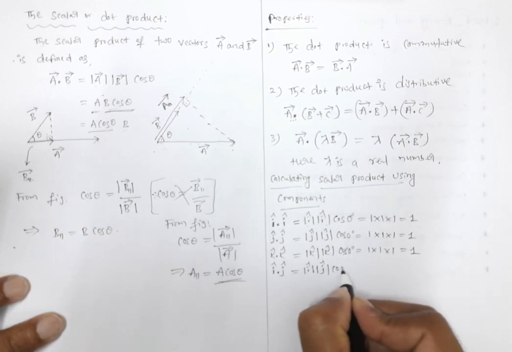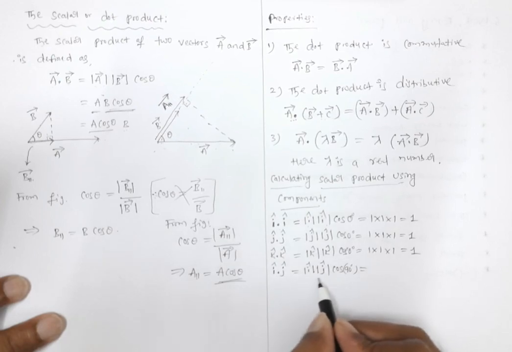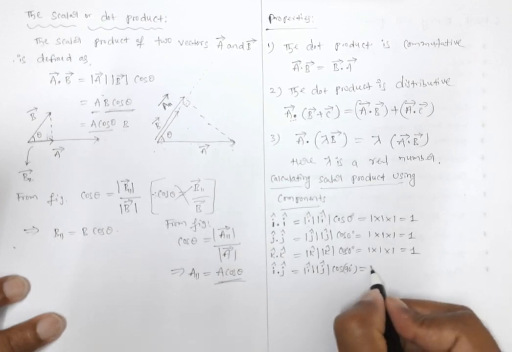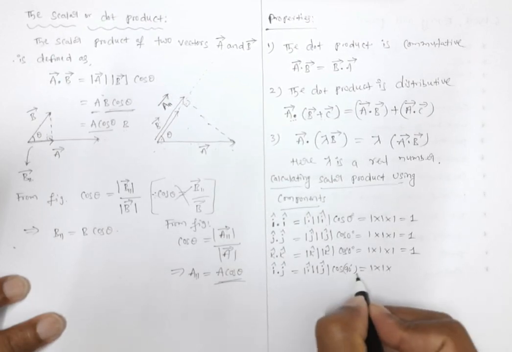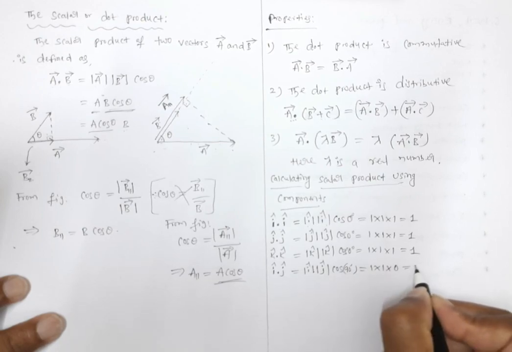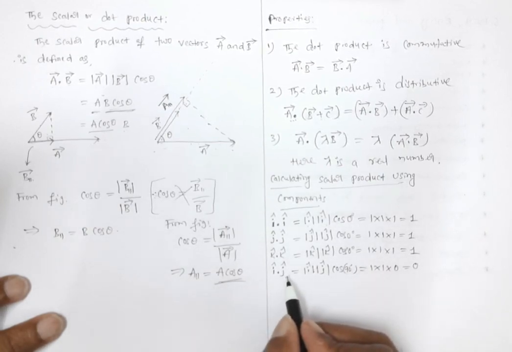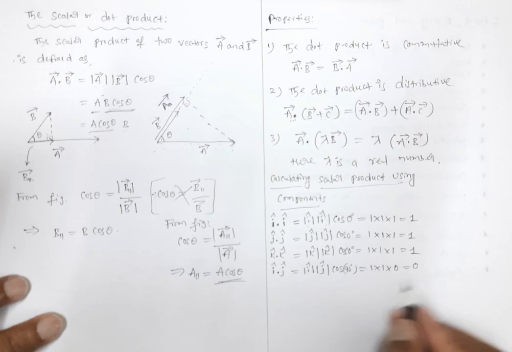So what do you get? Cos 90 degrees. So this is equal to 1, this is equal to 1. But what about cos 90? 0. 0 into something is 0. So i cap dot j cap, what do we get? 0.